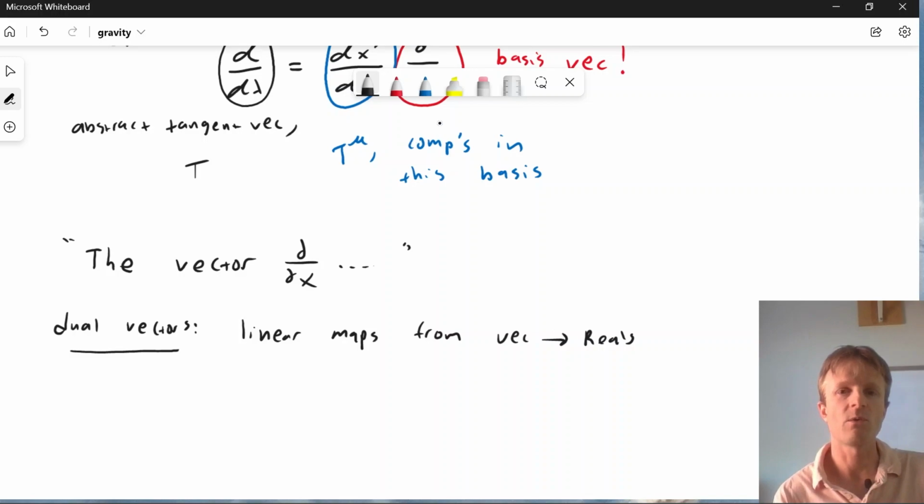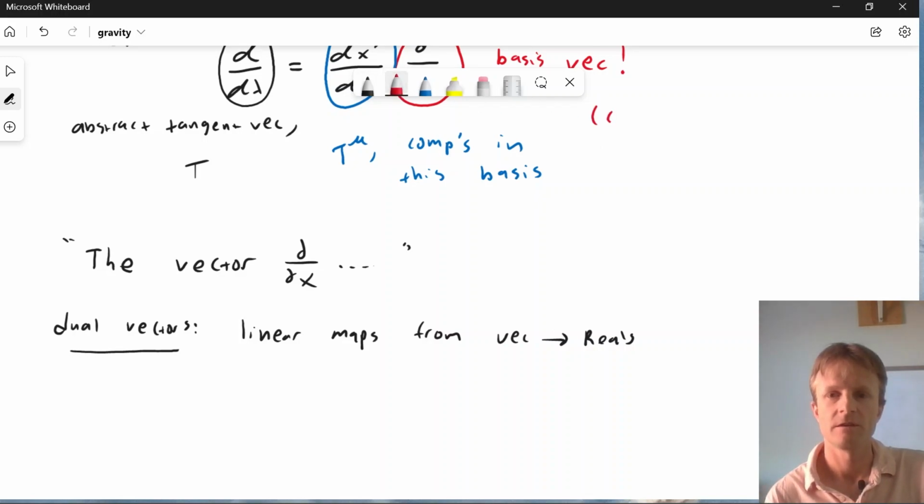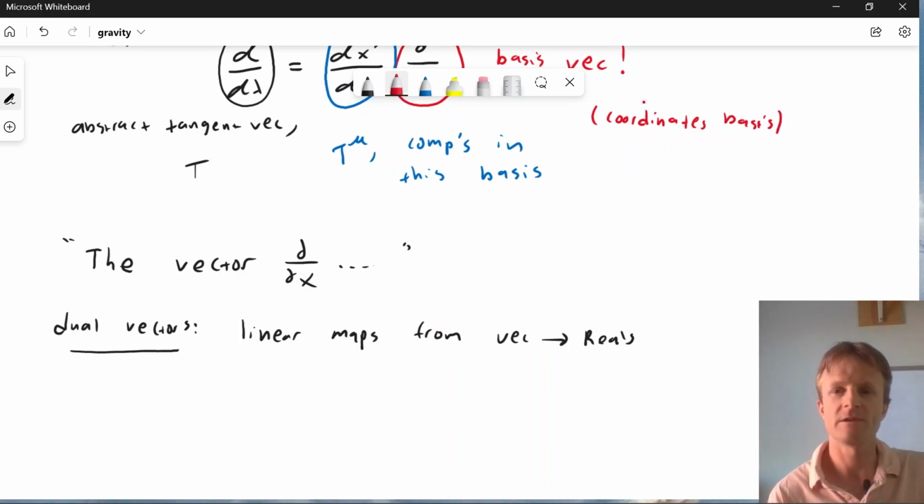So we have our coordinate basis vectors. That's d by dx mu. I should call this a coordinate basis. You don't have to use coordinate bases. You can use any basis you want, but you pretty much almost always do use a coordinate basis. It's the most convenient, except for some specialized calculations that we won't really do in this class.